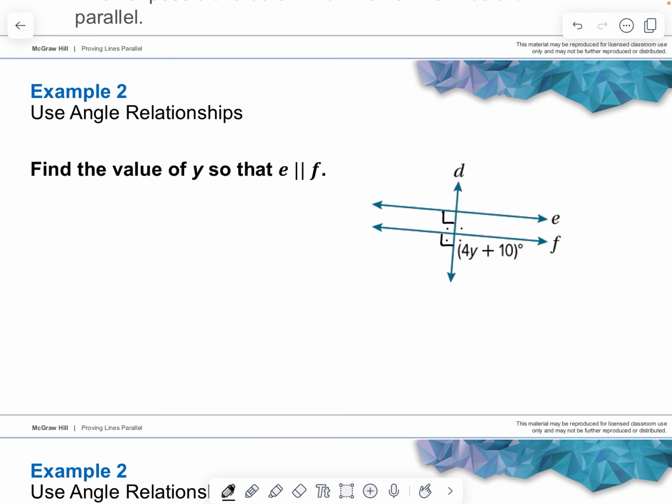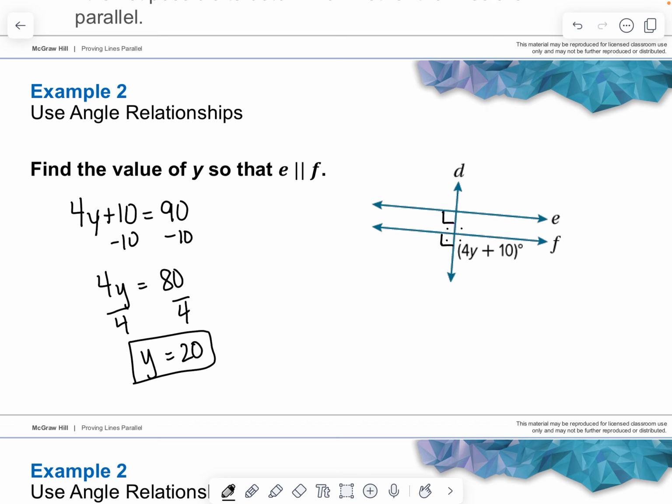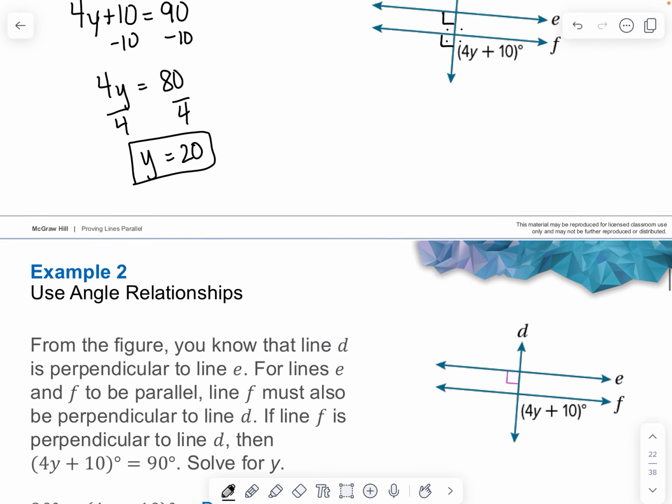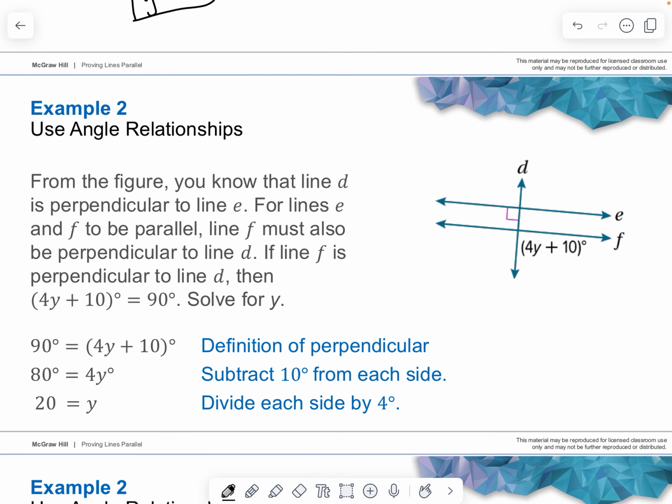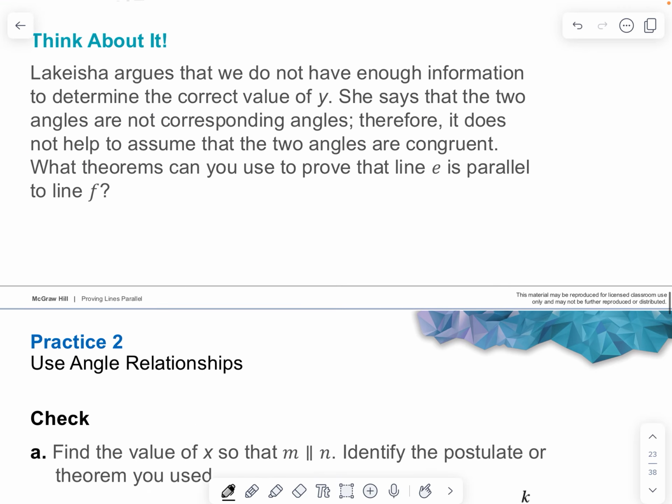So that means that 4y plus 10 must be equal to 90. Did you remember that if a line comes through at 90 degrees, that all of them have to be 90? I hope so. Okay. So we're going to subtract our 10. We get 4y equals 80. And then we're going to divide by 4. And we're going to get y equals 20. There we go.